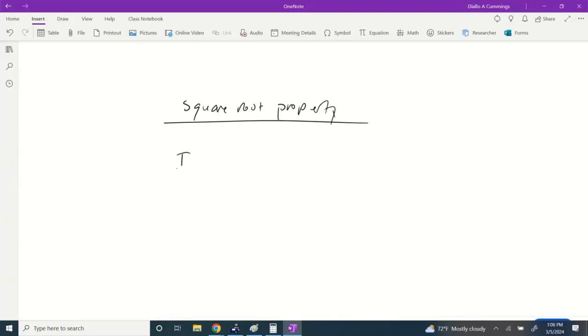And the square root property says if you have a squared is equal to c, then if you want to solve for a, now for a squared, you have to take the square root of both sides. The side that's not squared has to sprout that plus or minus, right? So it says if a squared is equal to c, then a is equal to plus or minus square root of c. So here is an example.